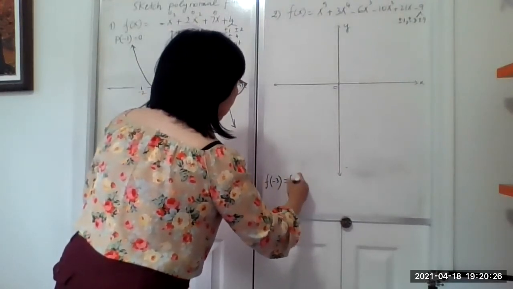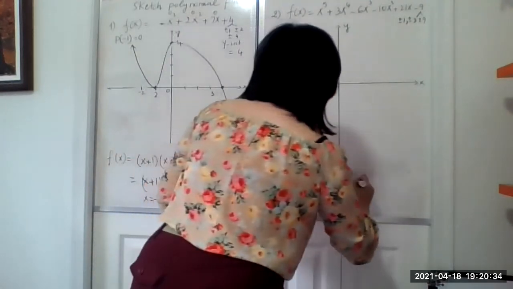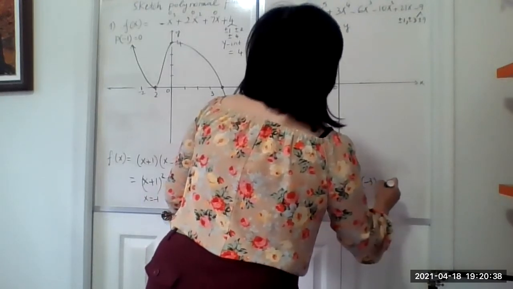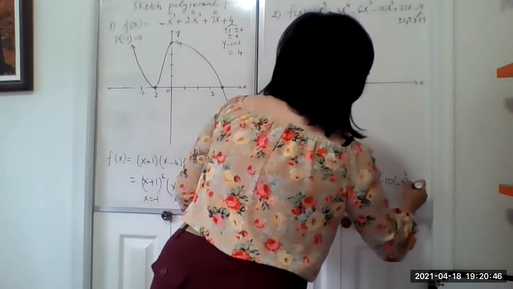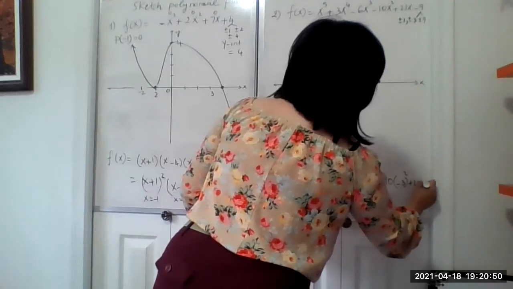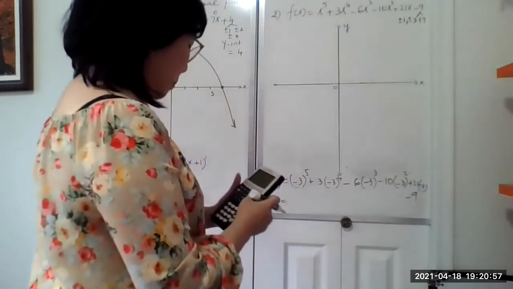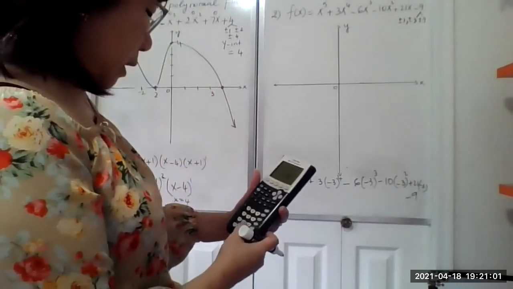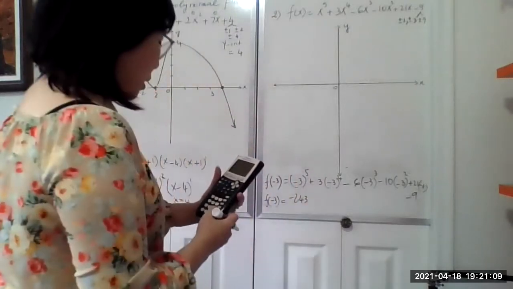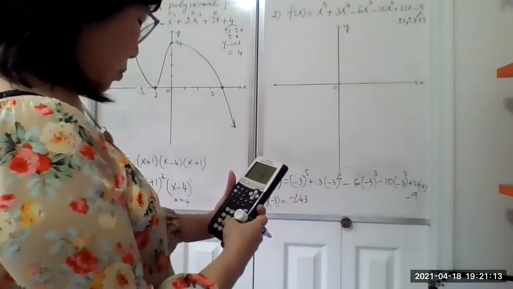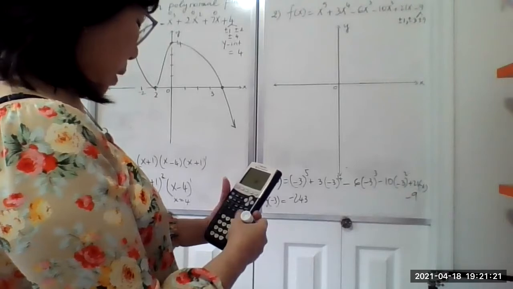So for negative 3, we will have negative 3 to the power 5, adding 3 times negative 3 to the power 4, minus 6 times negative 3 to the power 3, minus 10 times negative 3 squared, and add 21 times negative 3 and minus 9. Okay, so let's check it. You can key in negative 3 to the power 5. You get negative 243, and plus 3 times negative 3 to the power 4.